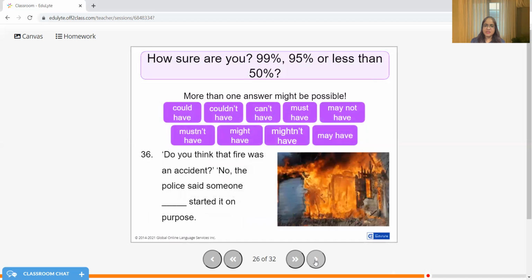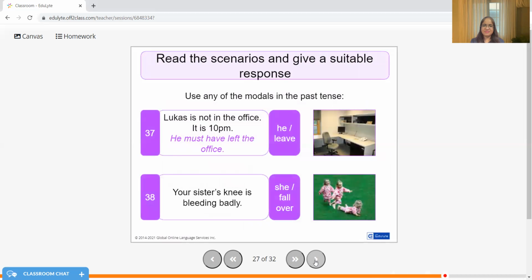So this way, you are only depicting your possibility, certainty, or maybe your surety. So read these scenarios and give a suitable response. Use any of the modals in the past tense. Lucas is not in the office. It is 10 p.m. He must have left the office. Your sister's knee is bleeding badly. She must have fallen over.